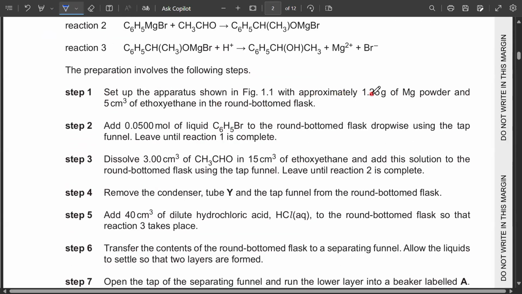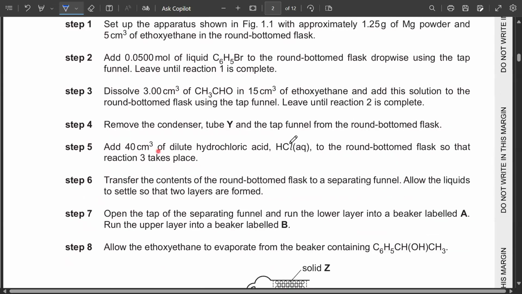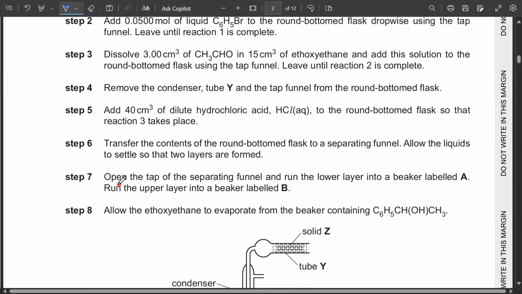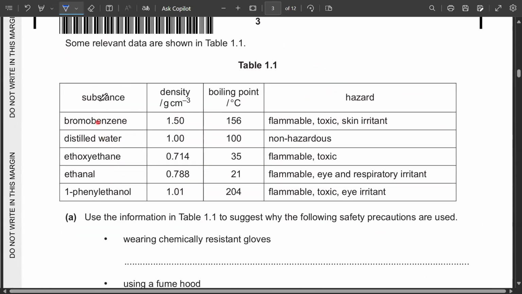Figure 1.1, with approximately 1.25 gram of Mg powder and 5 cm cube of ethoxyethane in the round bottom flask. They are using initially these chemicals in the round bottom flask. In step 2, instead of reading through all the words, I will just go to the question and see what we need to find. This is a table in which some of the substances are mentioned. They have also mentioned the densities of these compounds, the boiling points, and the hazards.